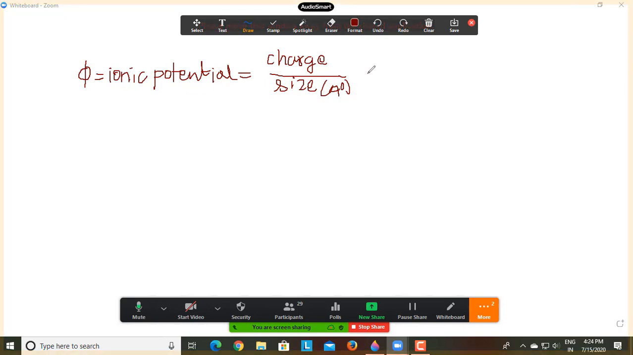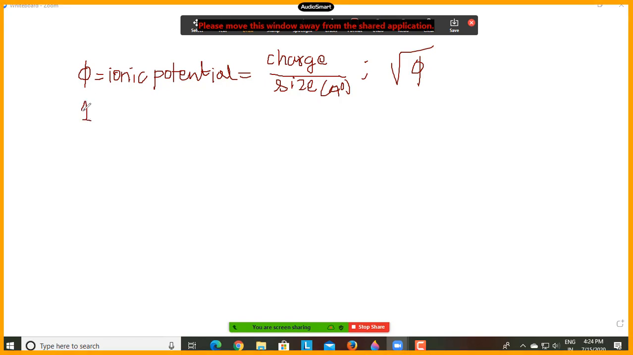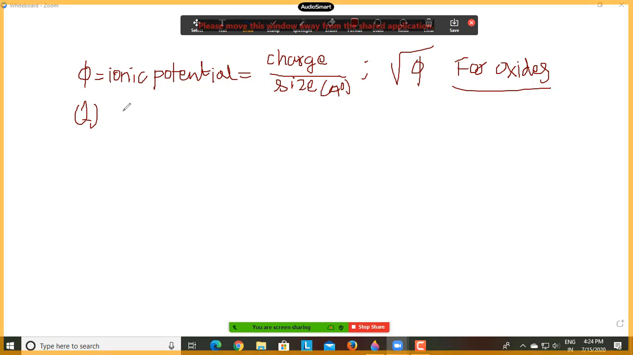Then you find the square root of ionic potential. So if you find the square root, various values will come for different types of metallic oxide and non-metallic oxide. For different oxides, maybe metallic, non-metallic, if square root of phi is coming greater than 3.2, means very high.